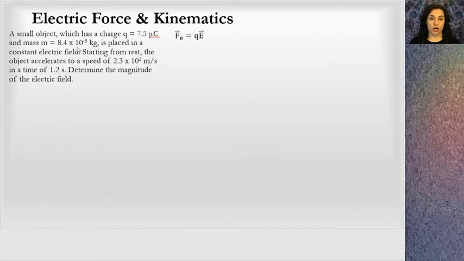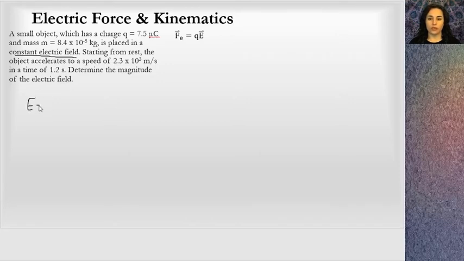So I just picked a simple example to look at how this equation works, and it's for a point charge in an electric field. It says a small object, which has a charge Q equals 7.5 microcoulombs and a mass of 8.4 times 10 to the negative 5th kilograms, is placed in a constant electric field. So I'm going to note that. That's just a constant value. Starting from rest, the object accelerates to a speed of 2.3 times 10 to the 3rd meters per second in a time of 1.2 seconds. Determine the magnitude of the electric field.